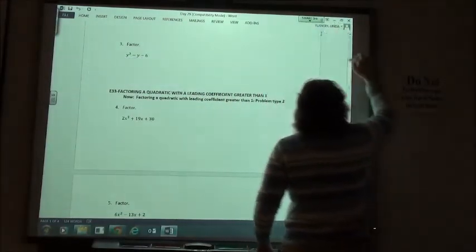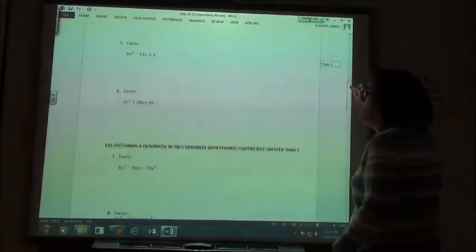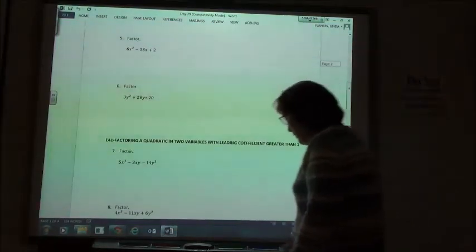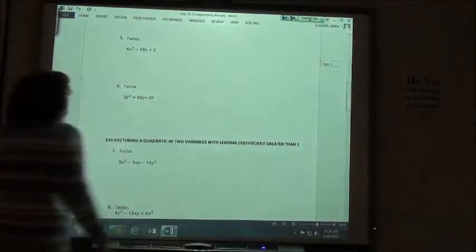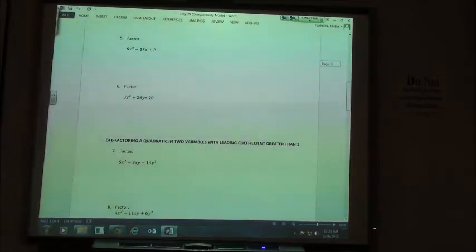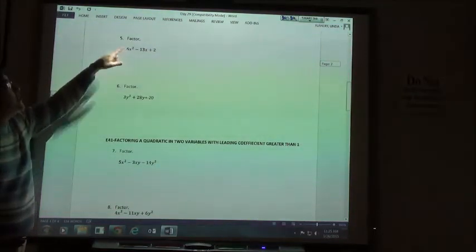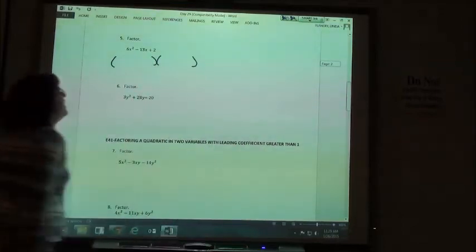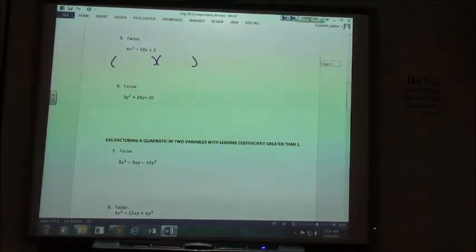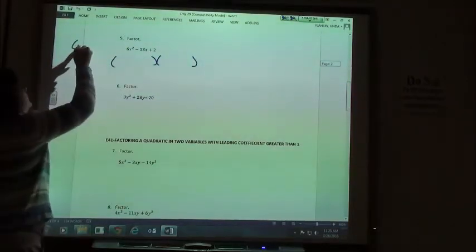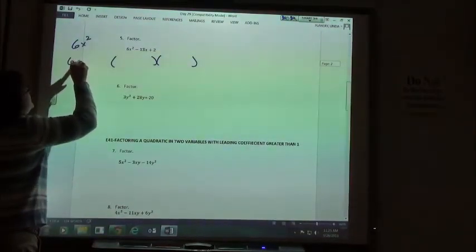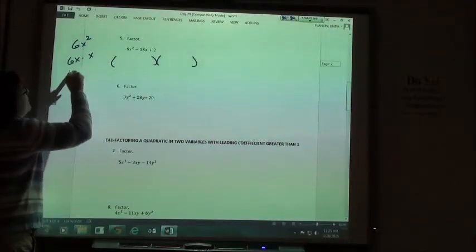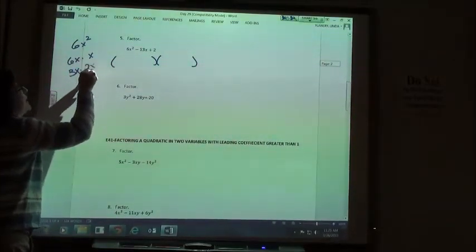And the more you do, the easier it gets to recognize what you should use. Number 5 tells me to factor again. Again, I've got a quadratic expression because it has a squared term. Trinomial, 3 terms in there, came from FOILing. The problem with this one is 6x squared. 6x squared could be 6x times x, but it might be 3x times 2x.